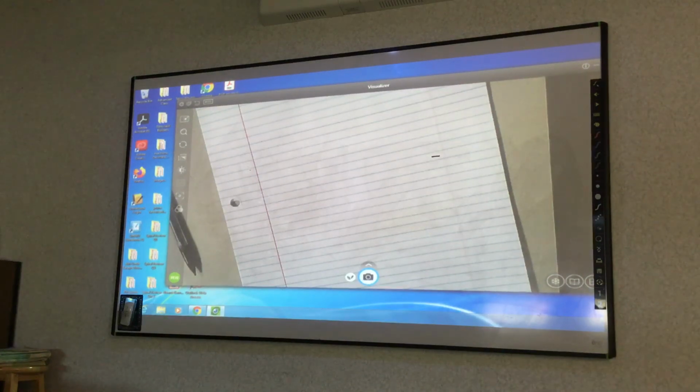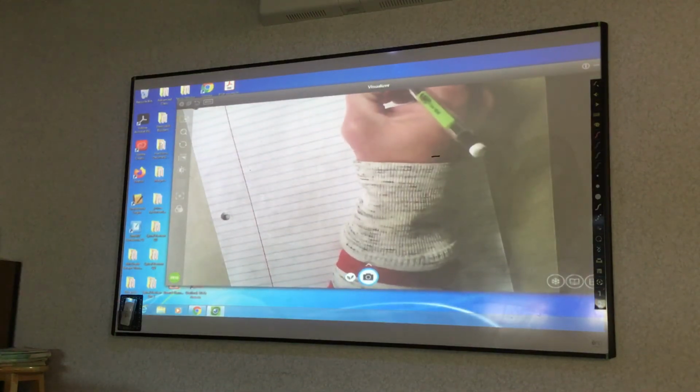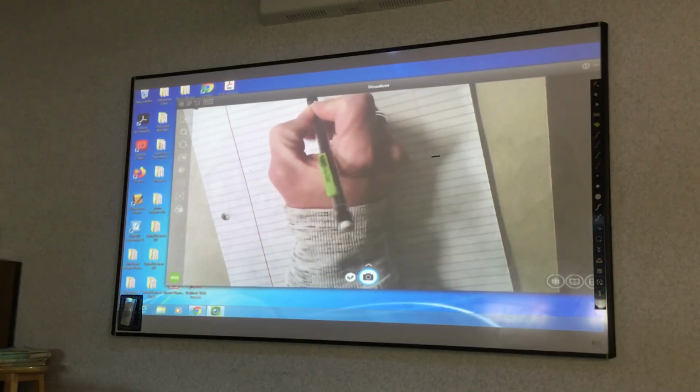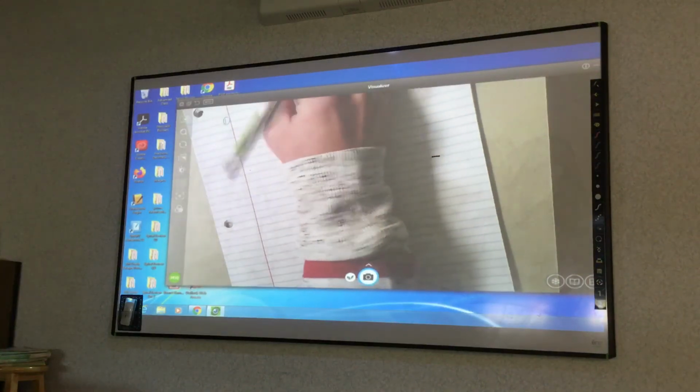This is quarter 2, week 1 on Thursday. So make sure you're still doing quarter 2, week 1. Today is Thursday. And number 1 says, which numbers below represent a repeating decimal?